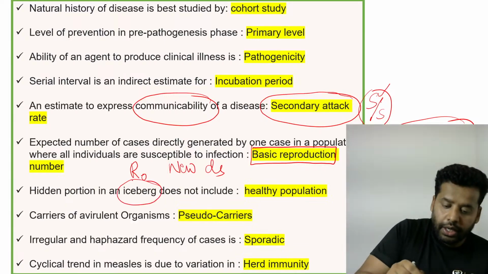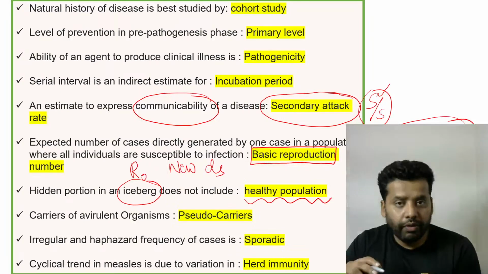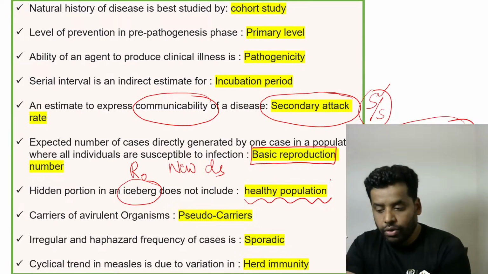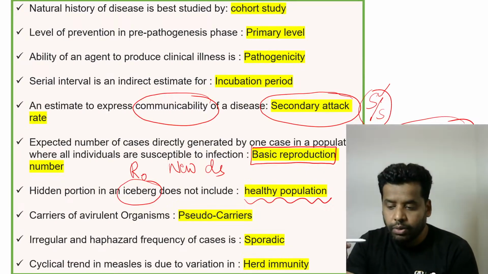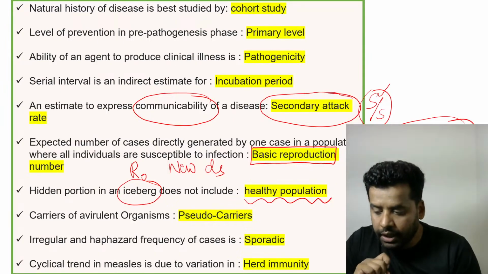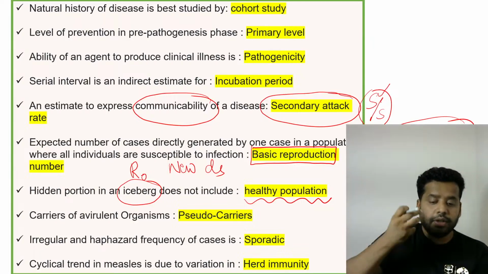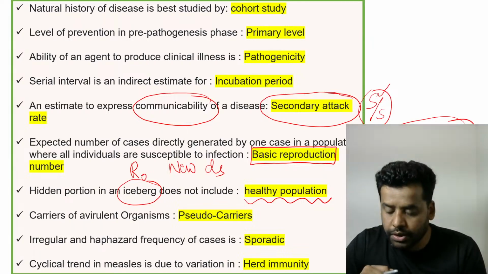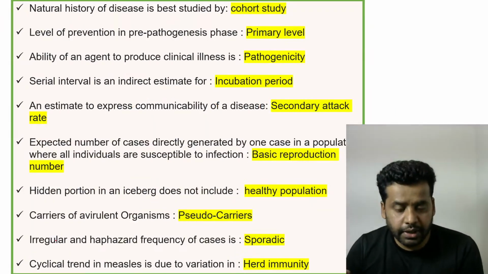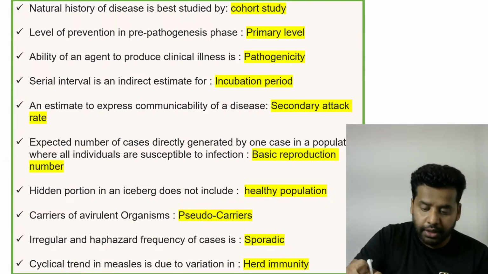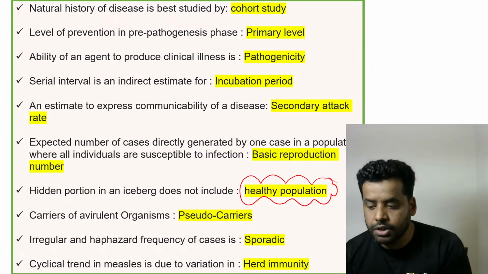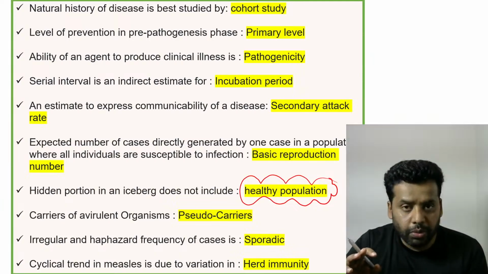The iceberg will not include healthy population in the submerged portion, because an iceberg has two parts. What is the floating tip? Clinical cases. What is the submerged portion? The submerged portion includes carriers and latent infection. We have discussed that part. Submerged portion will not include healthy population. Repeat this: submerged portion will not include healthy population.